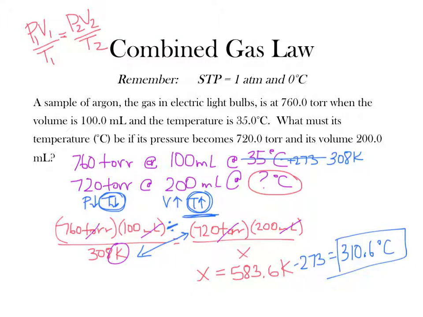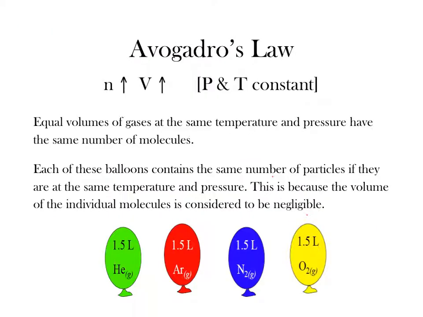Now let's check the reasonableness of that answer. The Kelvin temperature, according to the volume, was supposed to have doubled, but notice that it didn't quite double from 308 to 583 because, according to the pressure, the Kelvin temperature was supposed to have gone down. So notice the temperature went up significantly, but not quite doubled because the pressure was kind of going against that trend. Okay, last one is Avogadro's law.